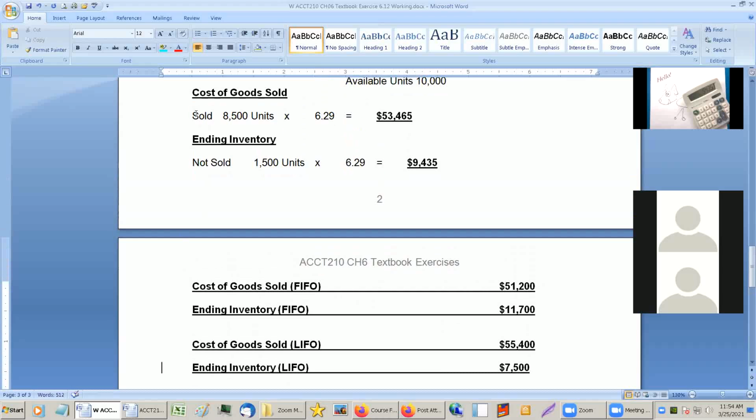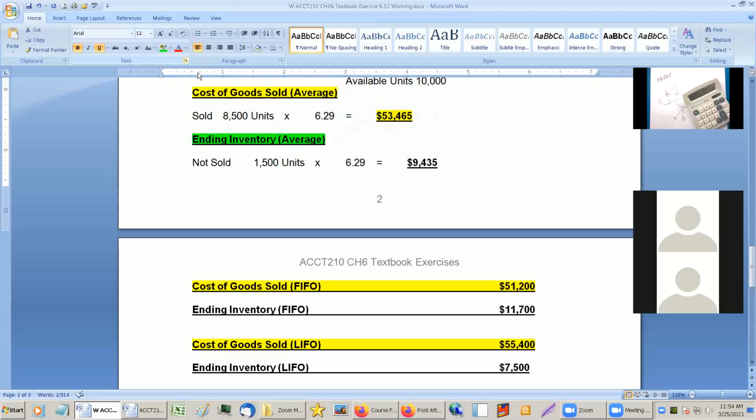So here's our cost of goods sold. Let me go ahead and highlight these. So you can see here's FIFO, here's LIFO for cost of goods sold, and then the average cost is kind of right in the middle.